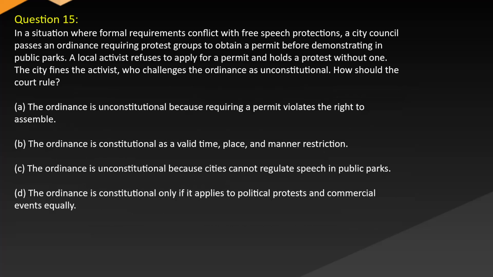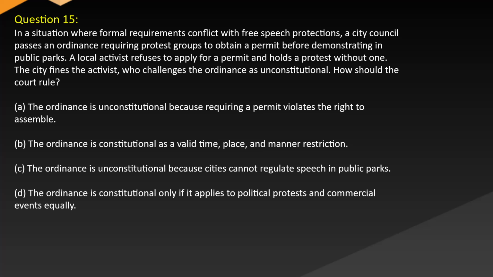Question 15. In a situation where formal requirements conflict with free speech protections, a city council passes an ordinance requiring protest groups to obtain a permit before demonstrating in public parks. A local activist refuses to apply for a permit and holds a protest without one. The city fines the activist, who challenges the ordinance as unconstitutional. How should the court rule?